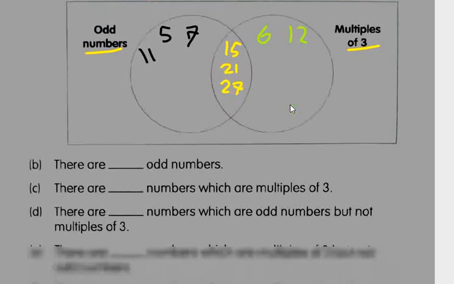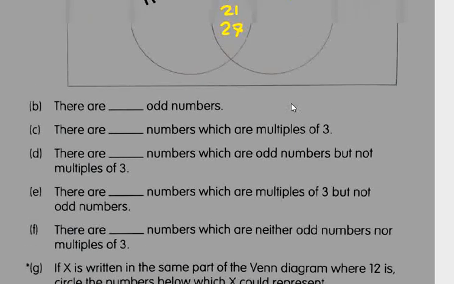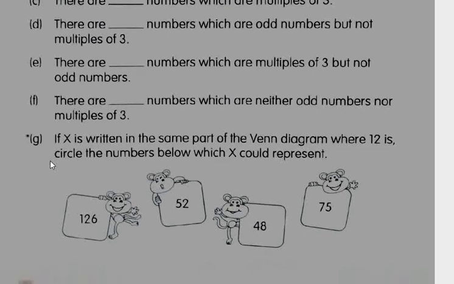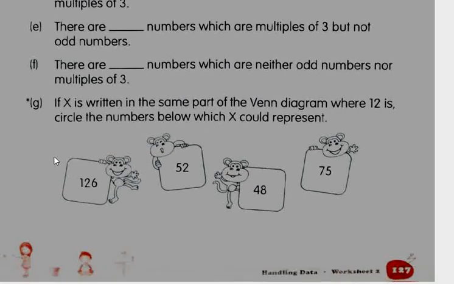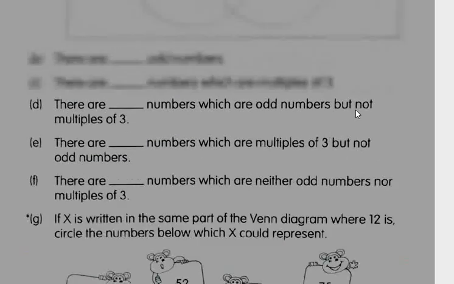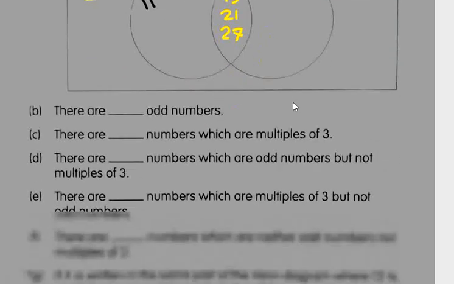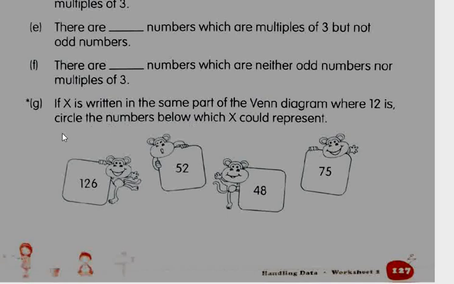Okay. So with this information, you can answer the questions from B to F. And how about G? I think I should help you with question G. If X is written in the same part of the Venn diagram where 12 is. Okay, so 12 is in the second circle, yeah. Circle the number below which X could represent.